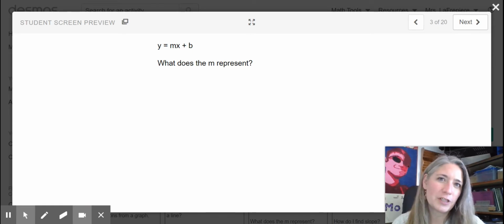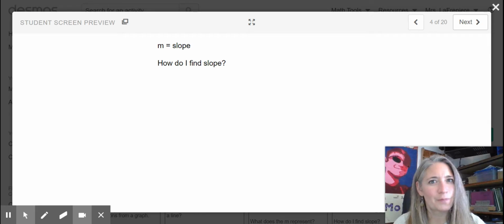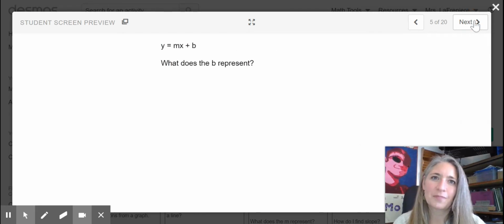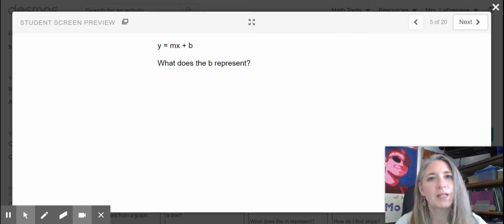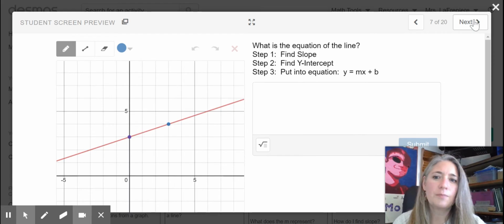And what does the m represent? Slope. And how do I find slope? Yep, rise over run. And in the equation y equals mx plus b, what does the b represent? Yep, your y-intercept. And how do I find the y-intercept? Yep, it's where the line crosses the y-axis. So in this case, your y-intercept would be 3.